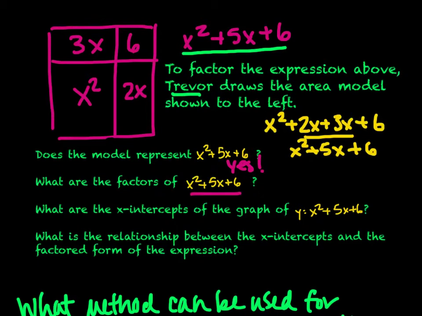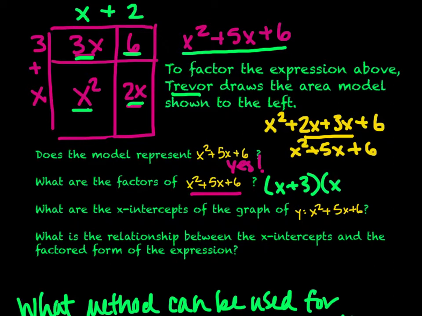What are the factors of this? So let's look at figuring out the side lengths of this particular area model. If I were to look at the side length for x squared and 2x, we know we have to have an x to multiply both of them. If I look above there, we have 3x and 6. We'd need a 3 to make that happen. Up above, if we were looking vertically, we'd have x squared and 3x. We again need an x. And 6 and 2x, we need a 2 in there. So our factored form of this particular equation is (x plus 3) times (x plus 2).